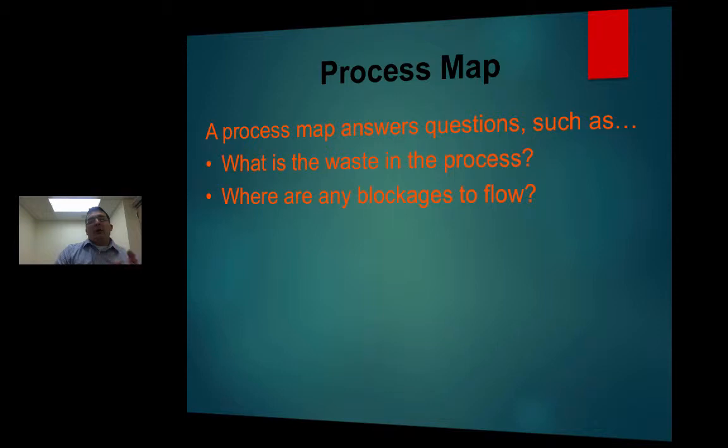So where can there be some blockages? Maybe there's a wait time, or maybe there's a delay here, maybe you have to wait for someone to come down, or maybe there's only one person that knows that role, so if they're out, we can't do that process. And also, how long does each process step take?